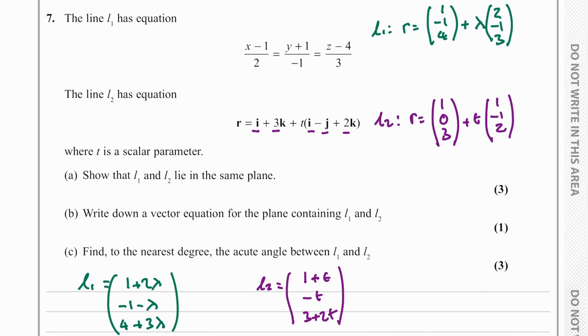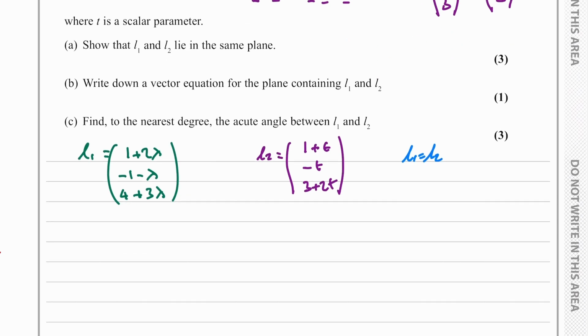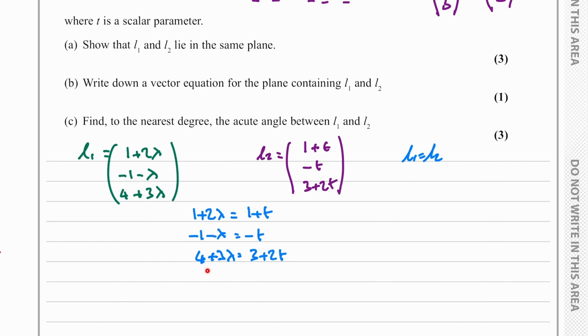And if they intersect, then their x, their y, and their z values will be equal for some point where L1 equals L2. So what we need to show then is that 1 plus 2 lambda, the x value of L1, will be equal to the x value of L2, 1 plus t. The same for the y points, and the same for the z. So now what we can do is find lambda and t using simultaneous equations with these two, and then we can check that lambda and t works in our third equation.